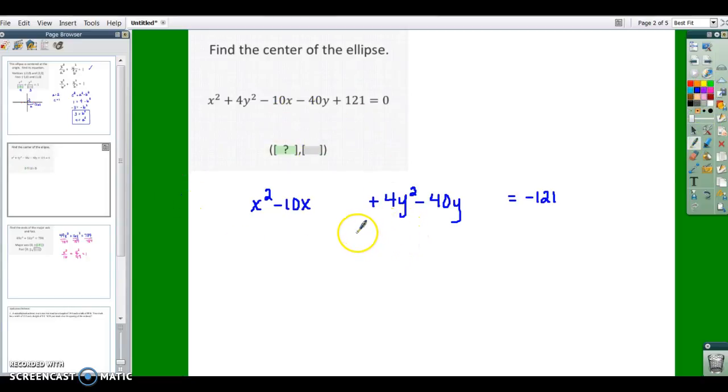Remember to complete the square, you take half of that x term, so half of negative 10 would be negative 5. And then if I square negative 5, I get positive 25. So I'll do that in a different color. I'm going to get positive 25, and whatever I do to one side, remember I have to also do to the other side. So if I add 25 here, I need to add 25 here.